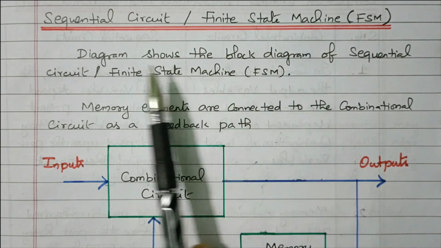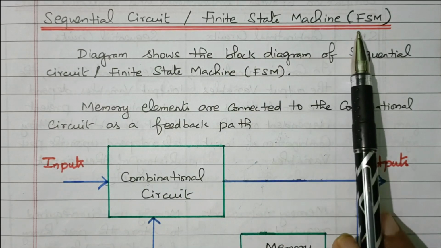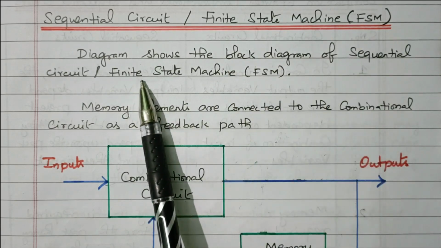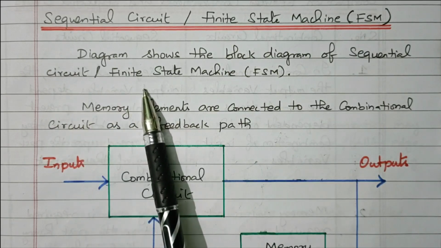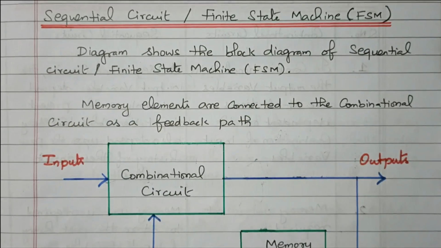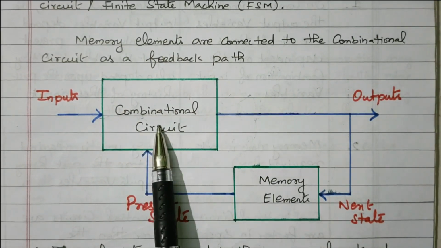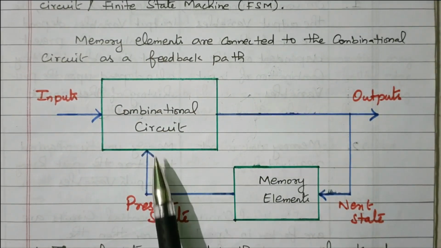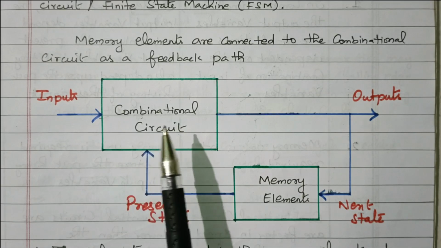Now we'll go to the topic sequential circuit or finite state machine, FSM. The diagram shows the block diagram of sequential circuit or finite state machine. Now we'll see the diagram. So this is a combinational circuit with memory element. Combinational circuits, we know, are adder, subtractor, decoder, encoder. These are all combinational circuits.